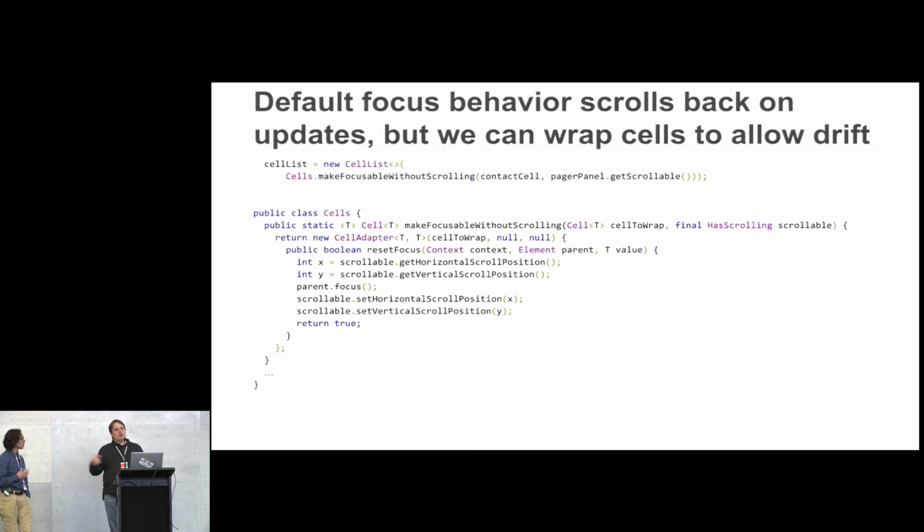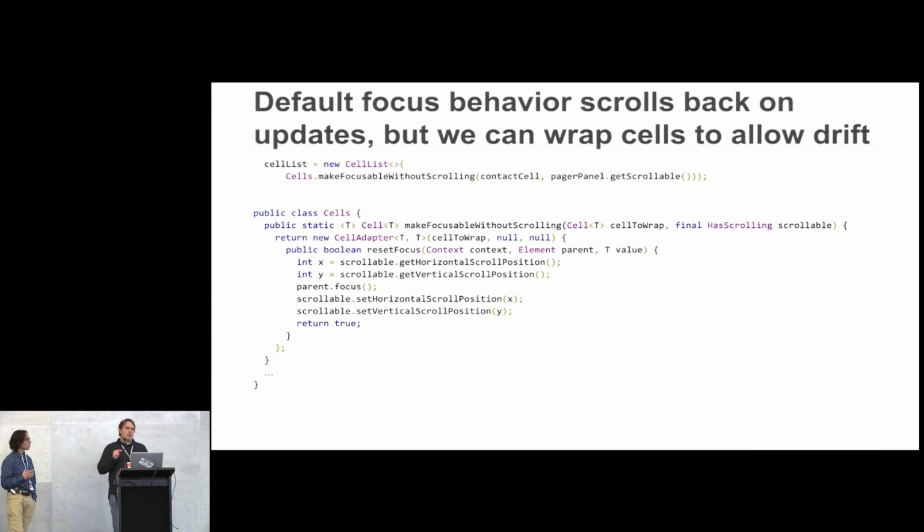I do that basically by wrapping the cell when we put it in the cell list, so that when the focus is put back on it after an update, we save off the old scroll position, let the focus happen, and then we put it back. So it's actually doing it all quickly. The effect is it looks like it stays where you had it, and you can keep scrolling down.